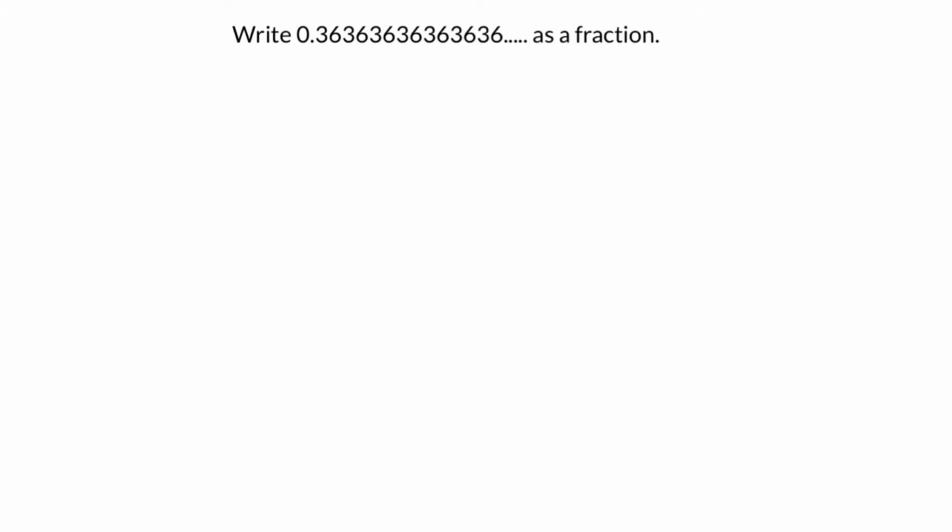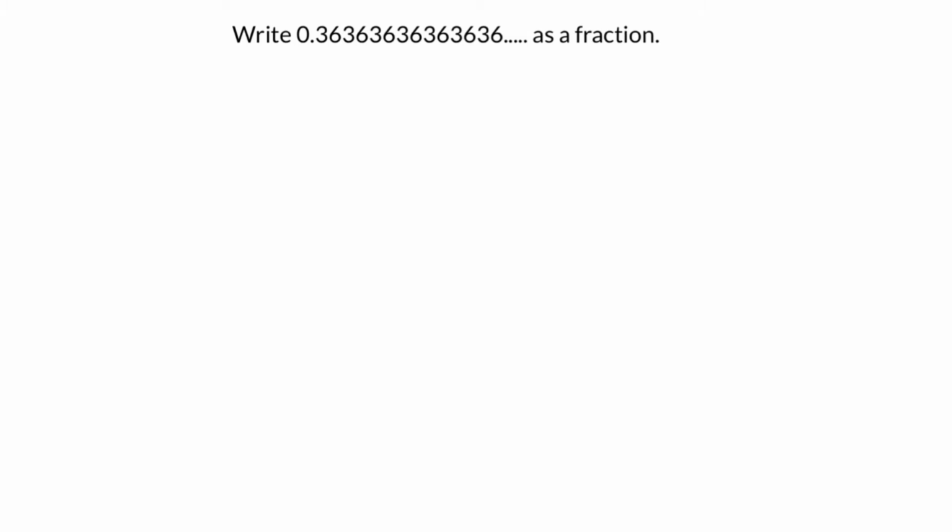So the next thing you might be asked to do in your exam is change a recurring decimal into a fraction. This is one of those funny things that you have to learn in maths. It seems like a really odd thing to do, but if you learn the step-by-step process, it's a really simple 3 marks to pick up in your exam. So the question says, write 0.36 recurring as a fraction.